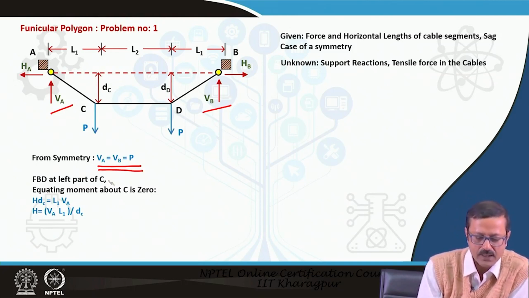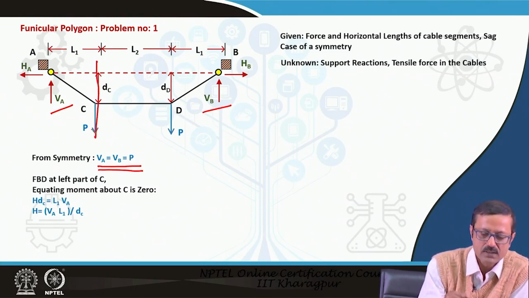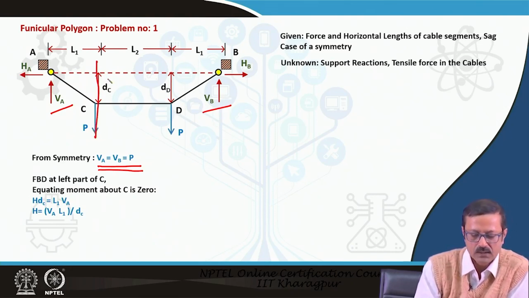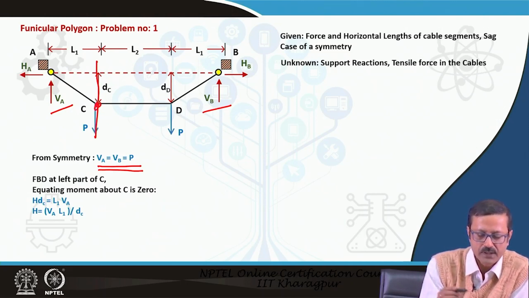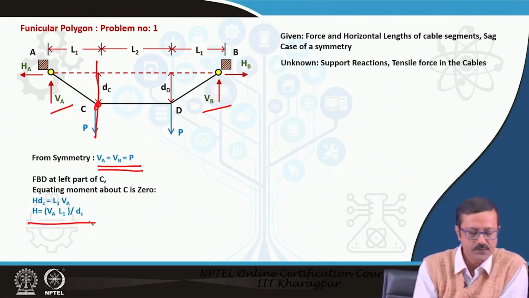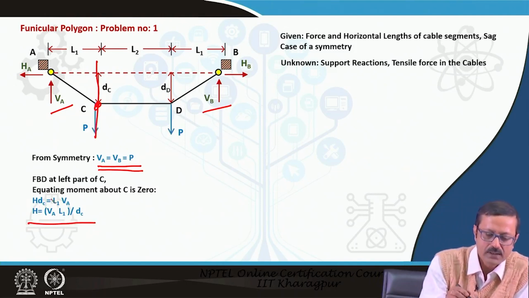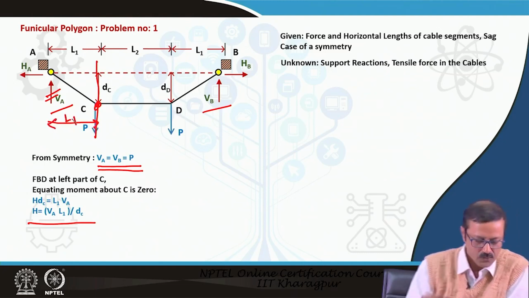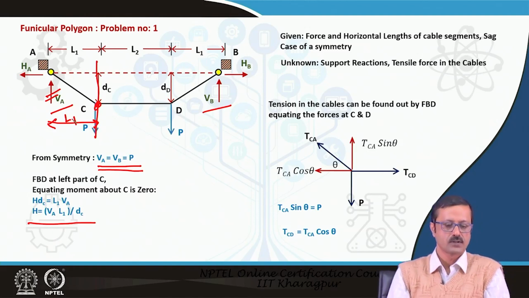And if I take the free body diagram at a particular point C, this is the free body diagram, and if I take the left part, then at point C the moment equals 0, and I can find out how much is H. Because, if you see, H dc is the moment created by H, separated by a distance dc from C, and it must be equal to the moment generated by the force V A at a distance L1. So from that I can find out the value of H.